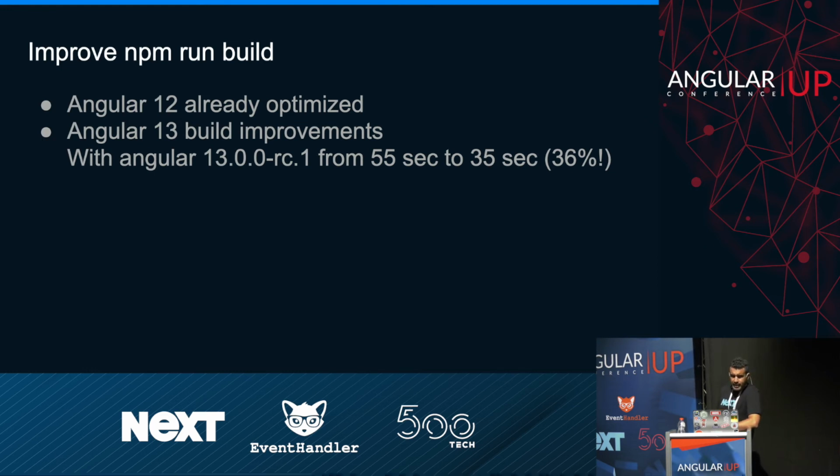About the npm run build, Angular 12 is already optimized, but as you already heard in the other talks, the next version of Angular has just been released. I checked it on the RC1 version, and the time improved from 55 seconds to 35 seconds. This is an improvement of 36%.